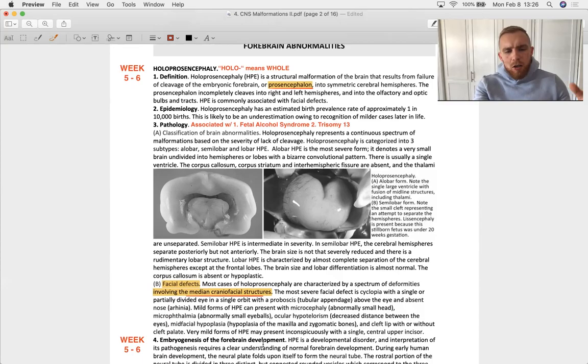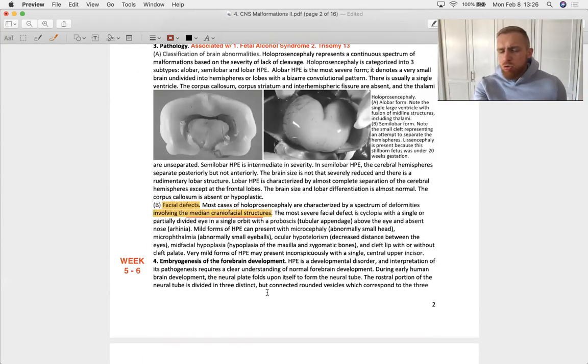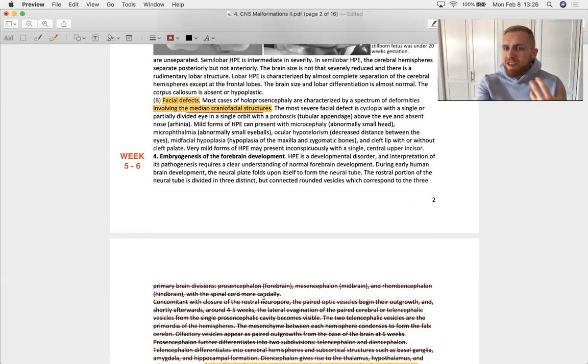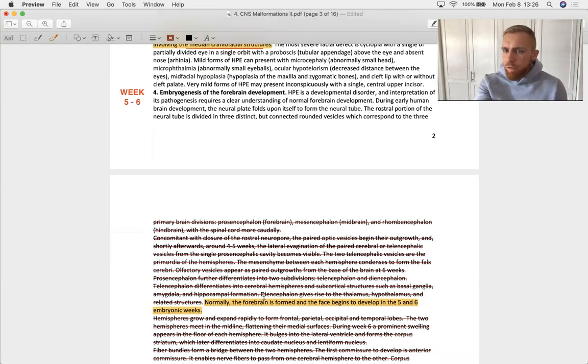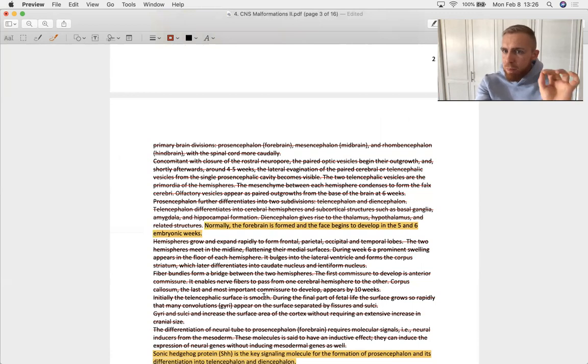Now, when you see holoprosencephaly, you are probably also seeing in these patients midline facial defects, because division of the brain into two hemispheres occurs at the same time as midline facial structures are formed. So if there's a problem at this point in time, you will see abnormalities in both division of the brain into hemispheres and midline facial structures. Here it is in the text. Normally, the forebrain is formed and the face begins to develop in the 5th and 6th embryonic weeks. So if they want to ask you, when did this happen? It's weeks 5 and 6.